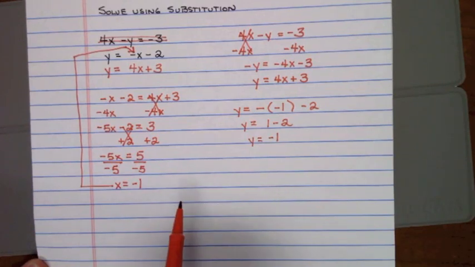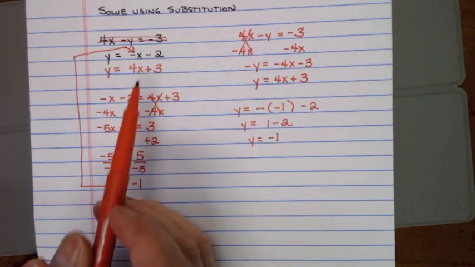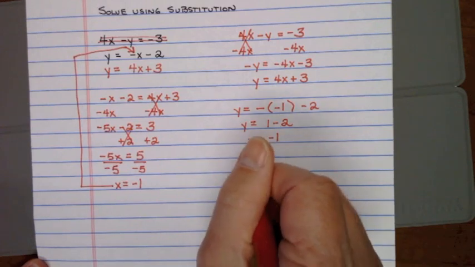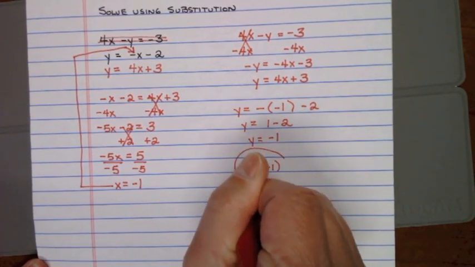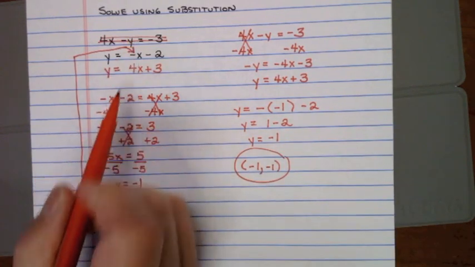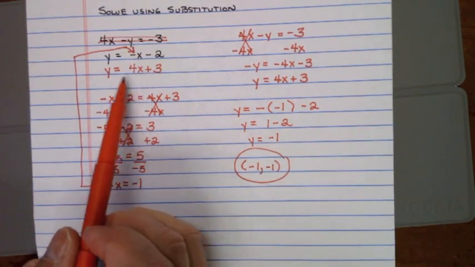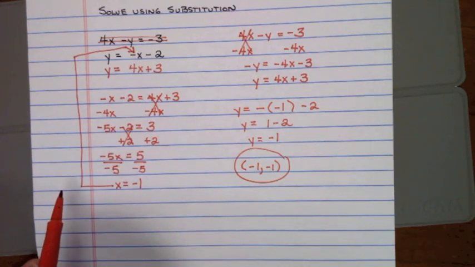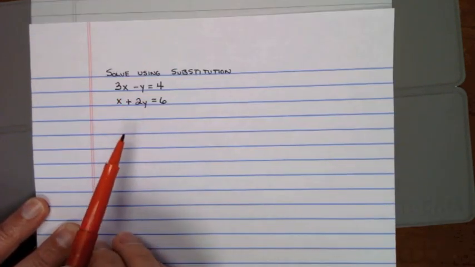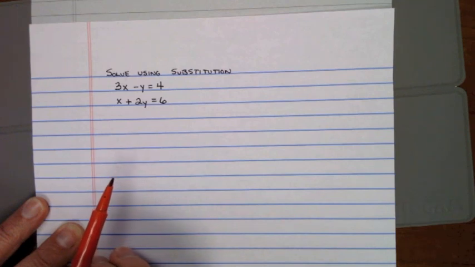So now I can write the coordinates of the point where these two lines intersect. Negative 1, negative 1. That's the point these two lines right here intersect. The black lines and these two, because this one and this one are exactly the same. Remember, if these equations are not in slope-intercept form, I need to change them into slope-intercept form.